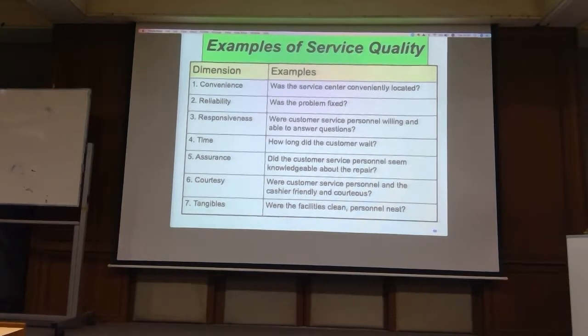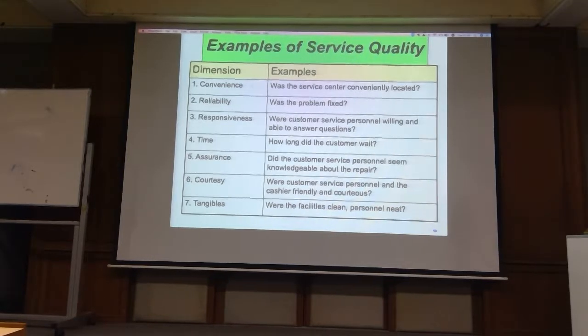How about the waiting time? Is it long or not? Assurance, do they have warranties or knowledgeable staff about the repair or something like that? So it's quite general things about the service, but it looks easy, but it's not that easy in the real world.